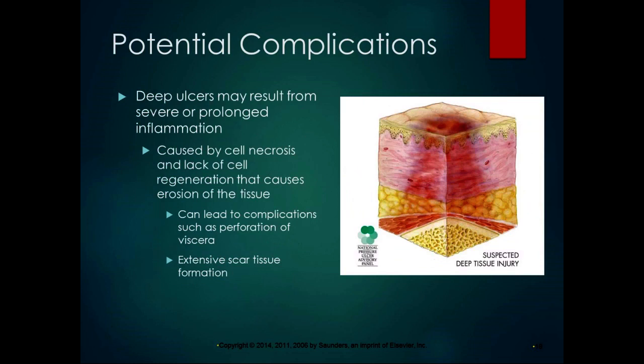The potential complications of chronic inflammation, you can get deep ulcers from severe or prolonged inflammation. It's caused by cell necrosis and lack of cell regeneration that cause erosion of the tissue, and it can lead to complications like perforation of the viscera or perforated peritoneum, which then causes peritonitis, which can kill you. And you also can have problems with extensive scar tissue formation, which then can change movement.